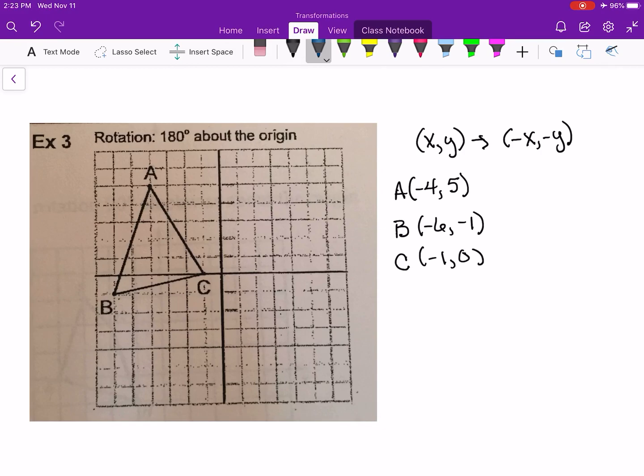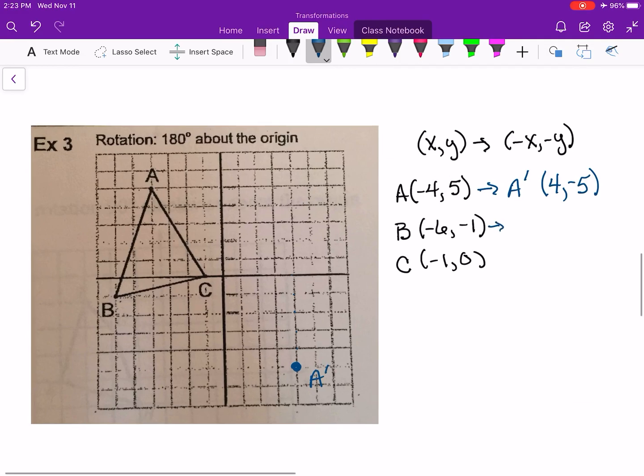Let's do the transformations. The new point for A is A prime, and the rule simply says leave the x and y numbers where they are, but change the sign. So the opposite of negative 4 is a positive 4. The opposite of positive 5 is negative 5. Let me go ahead and graph that point. Positive 4, 1, 2, 3, 4, negative 5, 1, 2, 3, 4, 5. It's clear down here. There's A prime.